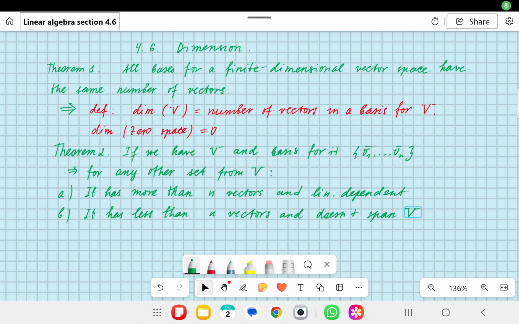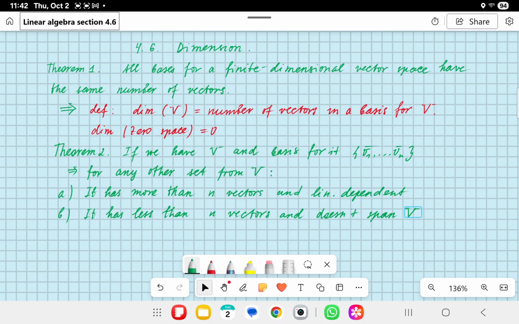Hello everyone. Today we are going to talk about section 4.6, dimension of vector space. Before we start solving examples, I want to refresh information which we learned from lecture. So actually we proved a couple of theorems.